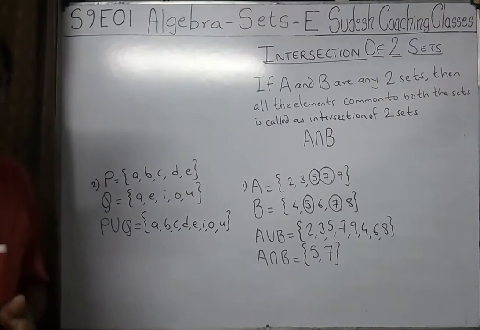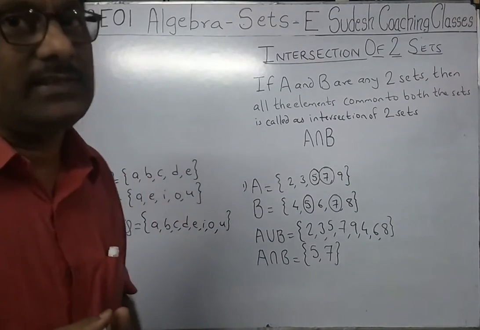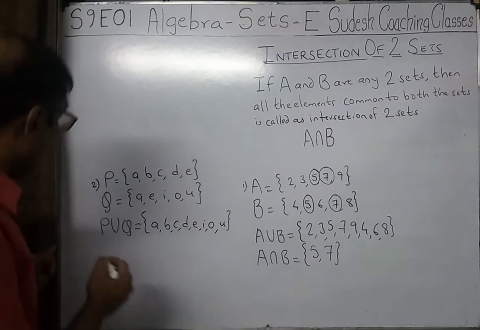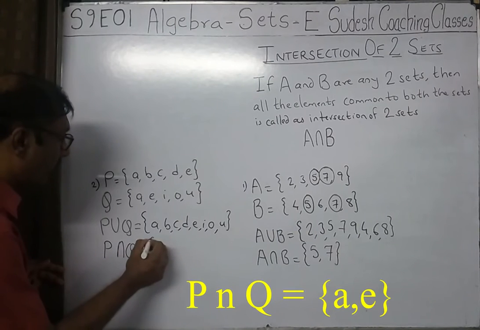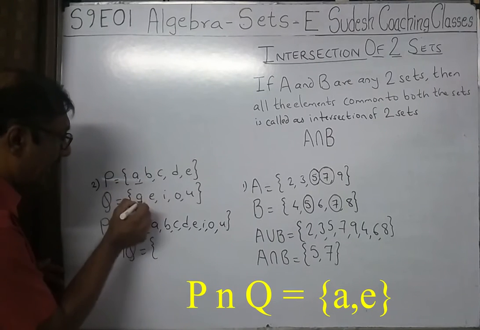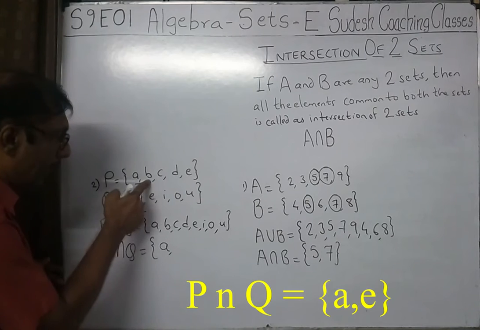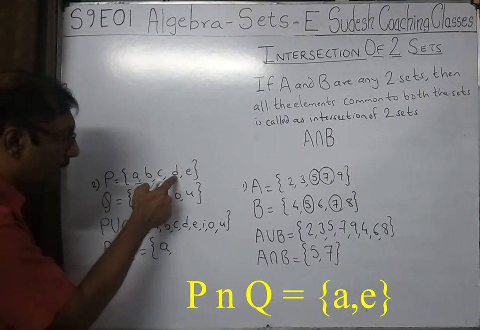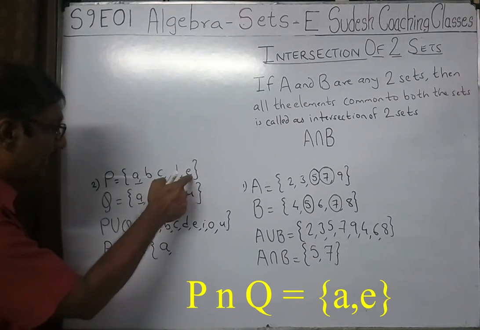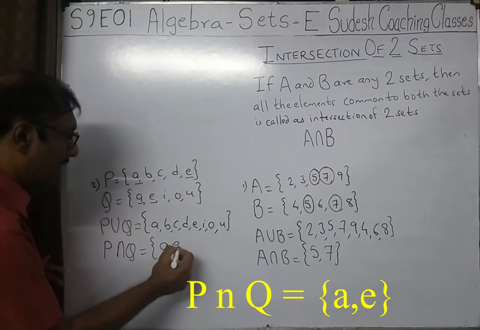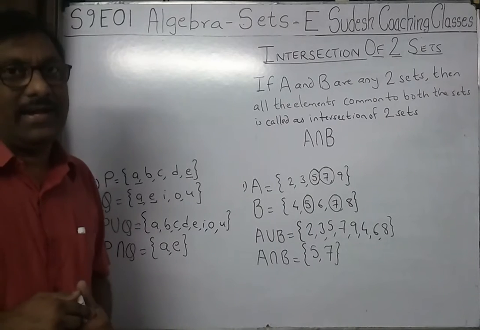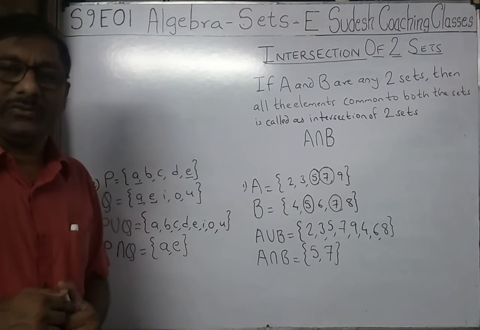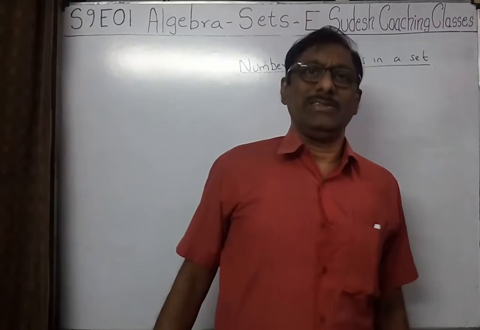P contains A, B, C, D, E and Q contains A, E, I, O, U. So what is P intersection Q? The P intersection Q will go here. It is A, so I'm going to write A. B is not common. C is not common. D is not common. E, and I'm going to write E. So P intersection Q is A and E. Did you understand, students?